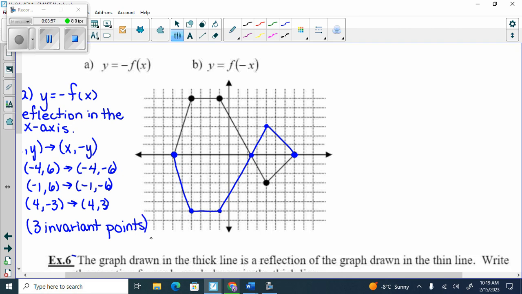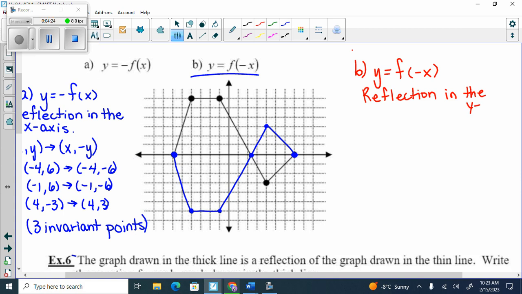You guys try this one. So if we do this one in, let's say, red, I have y equals f of negative x. So all my negative x's will become positive, and all my positives will become negative, so I'm reflecting in the y-axis. I don't know why I said x. It's always the opposite axis of what it's affecting. So if it's affecting the x's, it's going to reflect about the y. If it's affecting the y, it's going to reflect about the x, right?